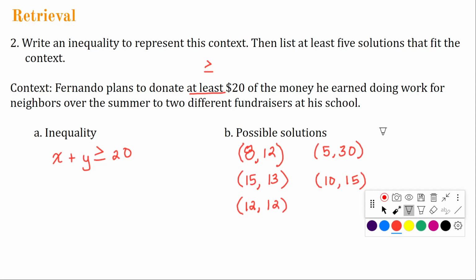Now you could come up with 5 more answers that are different from these 5, but just keep in mind what we want are values of x and y, pairings of x and y that make this inequality true.